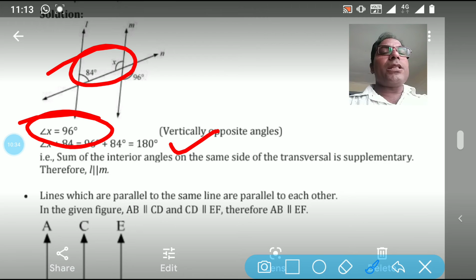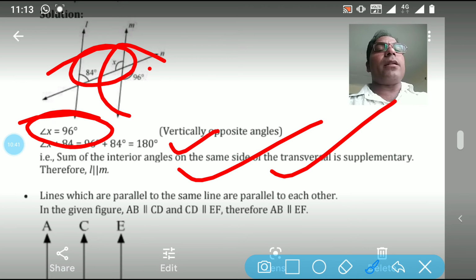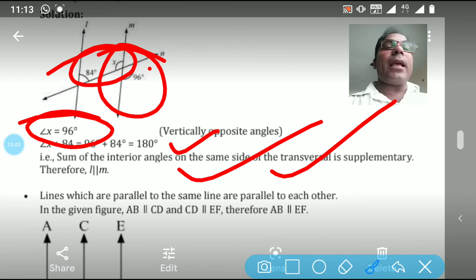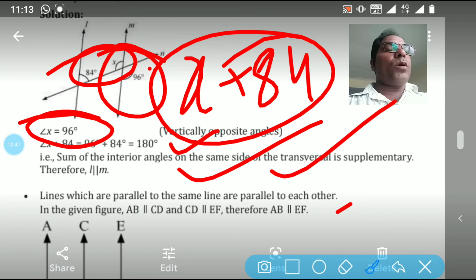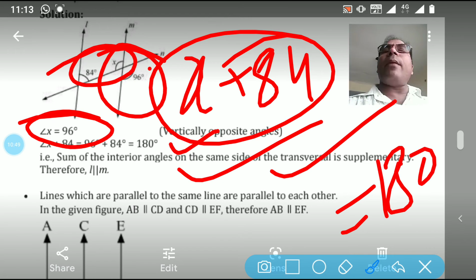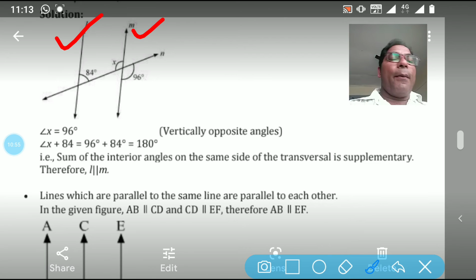Okay, it means these lines are parallel, because the value of x is 96, that is equal to the vertically opposite angle, and x plus 84 came equal to 180 degrees. When it came 180 degrees, it means the lines are parallel. So L and M are parallel.